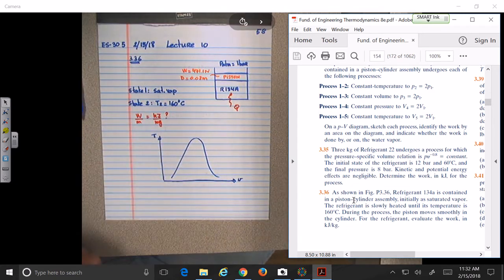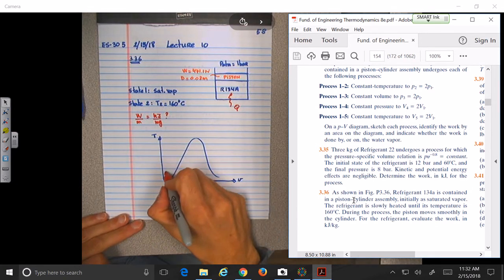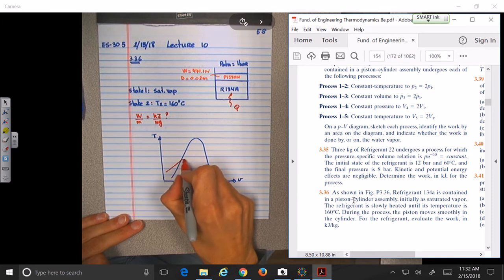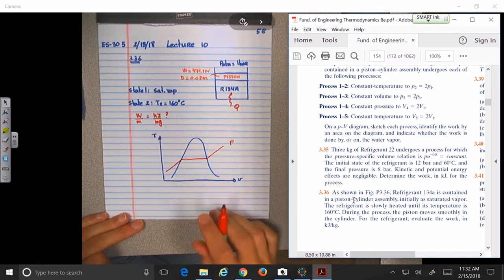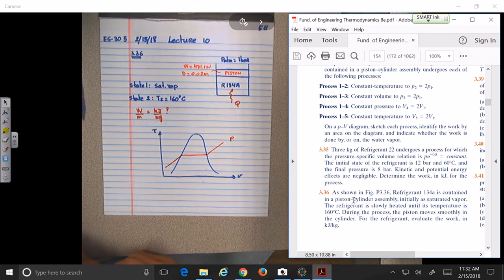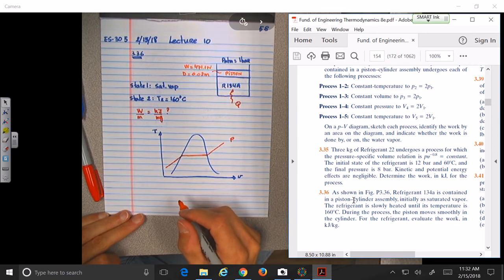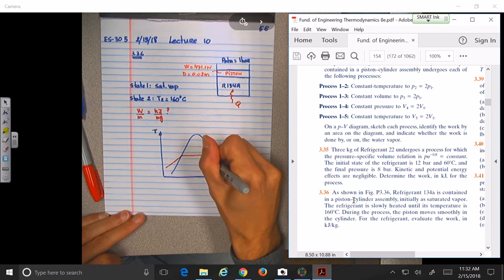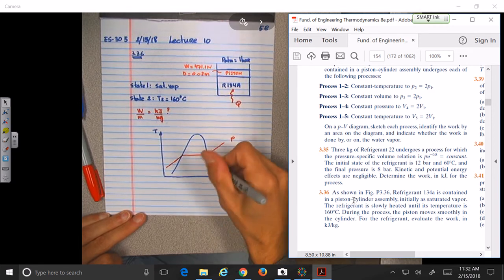Let's say we don't know the pressure, but within the piston assembly it's going to be constant pressure. So what do we know? What is the initial state? Saturated vapor. So that would be that point here.